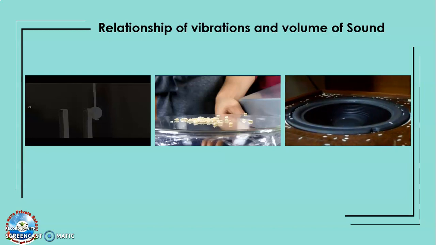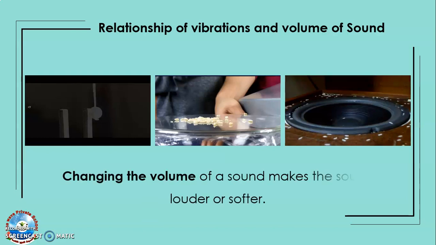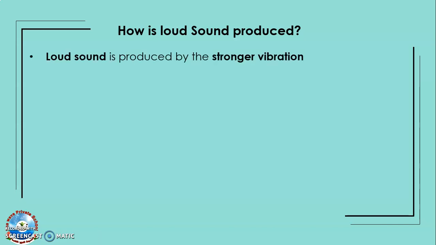In all these activities, we observe changing the volume of a sound makes the sound louder or softer. Up to here, clear, students? Yes. Then, how is loud sound produced? We all know that sound is produced by vibration. So, the loud sound is produced by the stronger vibration. The more energy applied, the louder the sound.